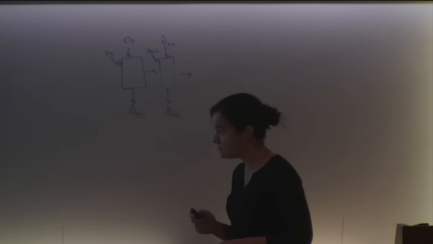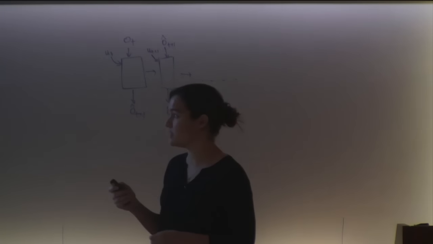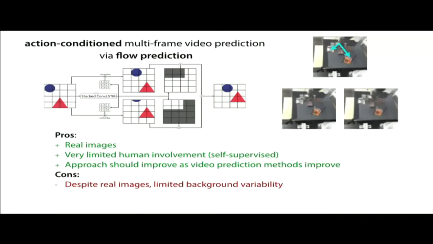Okay, and the cons of this approach: despite the real images, there's limited background variability. So if you actually put a robot in the real world and it's looking out, it's going to see a lot more variability than the videos here. Yeah? Is optical flow able to use the images as input to predict the steering angles for autonomous driving cars?